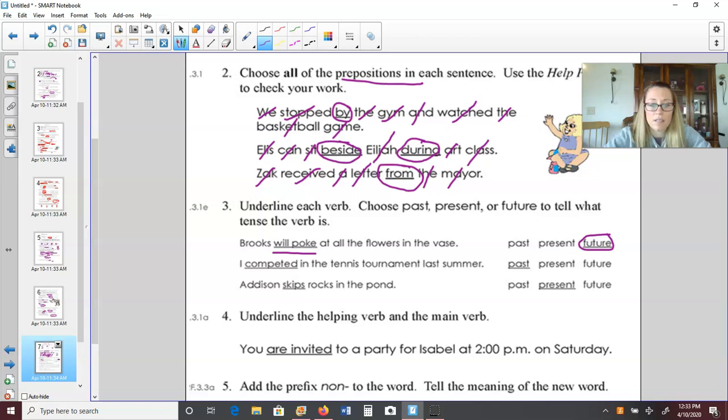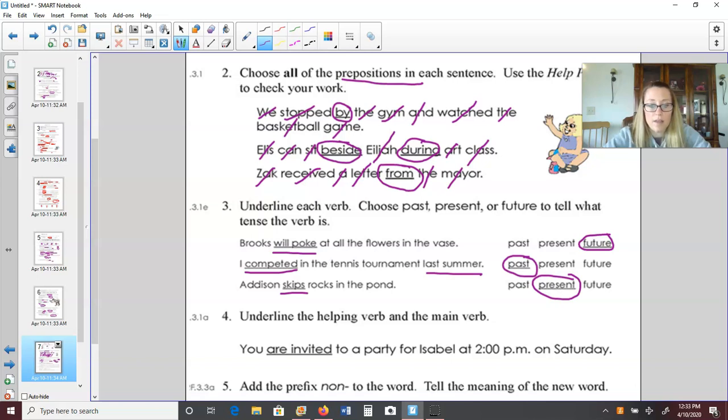I competed in the tennis tournament last summer. What did I do? Competed. That is our verb, the action in the sentence. If you competed and it was last summer, those are clues telling you this is in the past tense. Addison skips rocks in the pond. What does Addison do? She skips. Specifically, she's skipping rocks, not herself. But anyway, skips means it's happening now in the present.